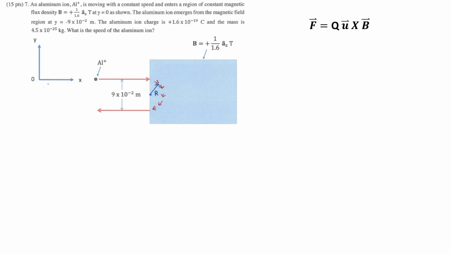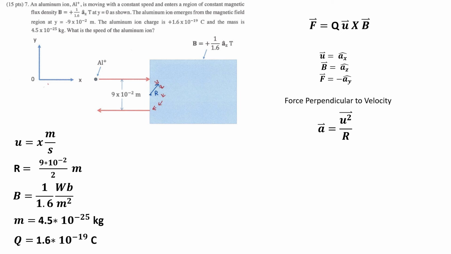There's an aluminum ion that is moving with a constant speed u and enters a region where the magnetic flux density goes into the page. Given that and the right-hand rule, we know that given the direction of the speed and direction of magnetic flux density, the force that the charge feels is in the negative y direction. Because the force is perpendicular to the velocity, we know that the charge will experience a centripetal acceleration and eventually exit the region, but at a lower y region, which in this case is 9 times 10 to the negative 2 meters below the starting point.